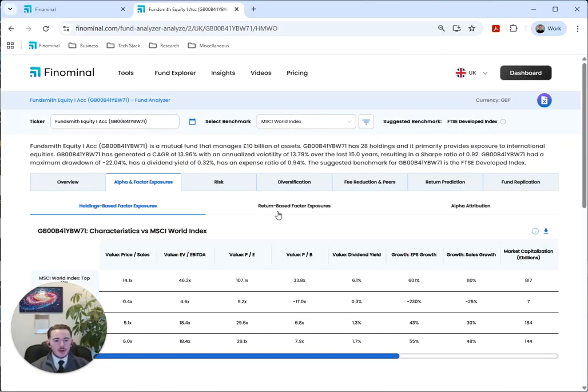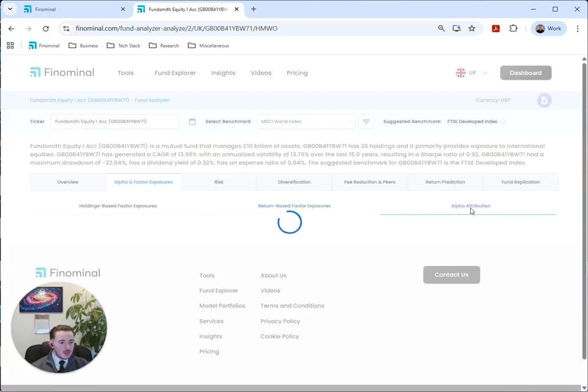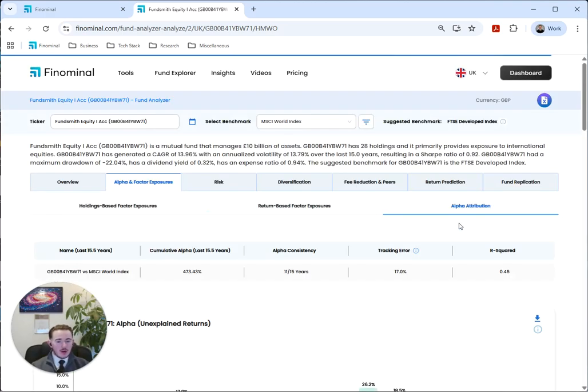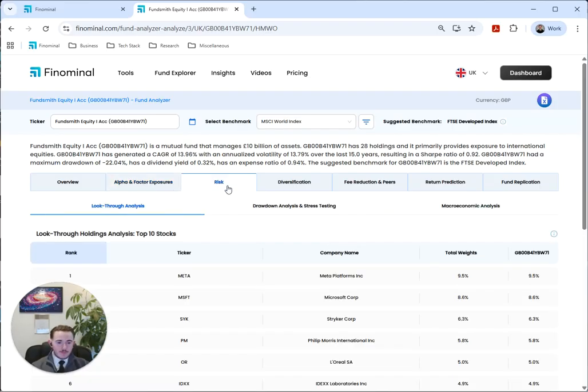Moving over to alpha and factor exposures. Mainly the low volatility and quality factor have been the main equity factor exposures for this particular fund. And in regards to alpha attribution for the fund manager, cumulative alpha is 473.43% and an alpha consistency of 11 out of the past 15 years. So strong alpha performance indeed from Fundsmith.